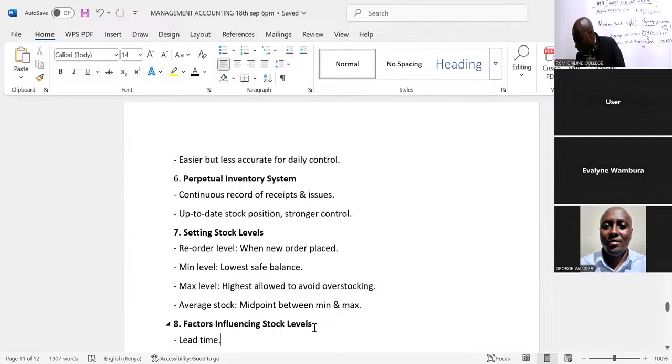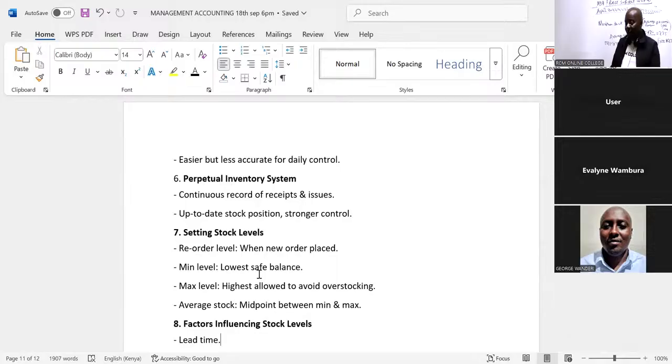So the second last there, setting stock levels, we have various types of stock levels. For example, we have what we call reorder level. Reorder level is when a new order must be placed. You see, ladies and gentlemen, assuming you have 10,000 units in stock, you can't wait until all these 10,000 units are depleted 100% for you to place an order. You will go wrong. You have to set a level. Once we hit that level, we must place what here? We must pick our phone. We call our suppliers. So that particular level at which we pick our phone to call our suppliers is what we call the reorder level. Reorder level, very, very important.